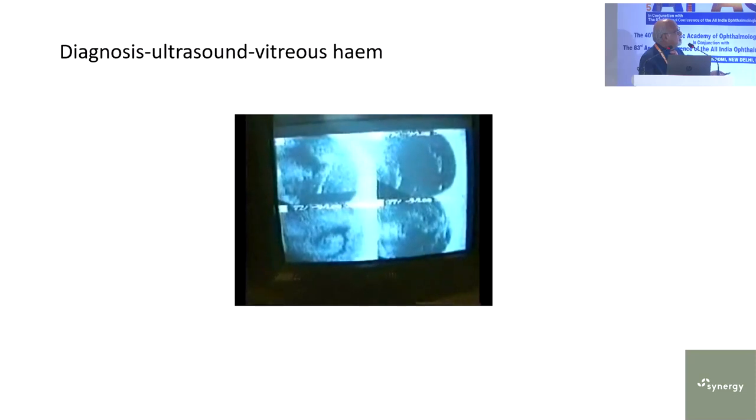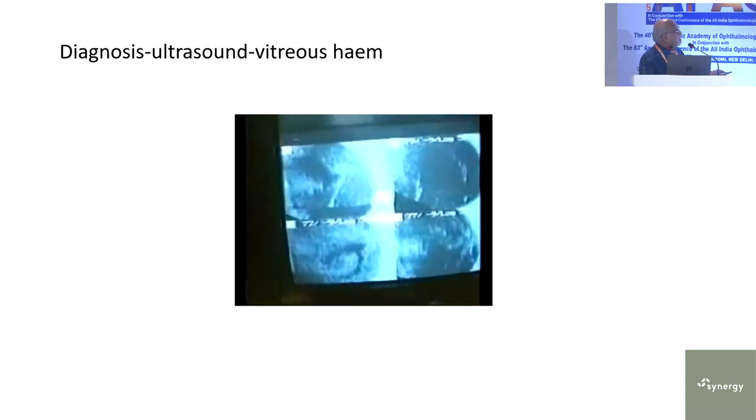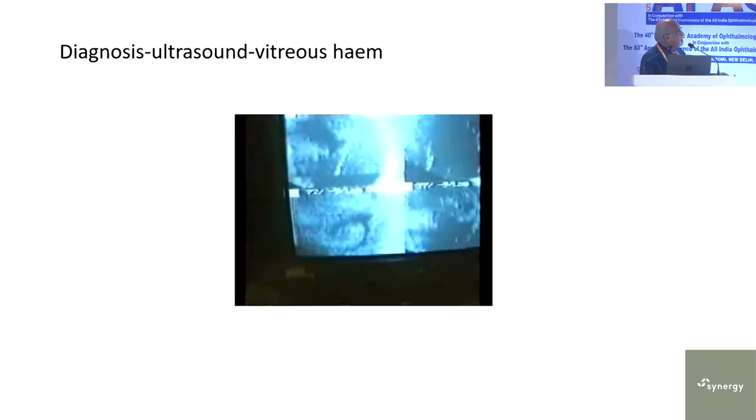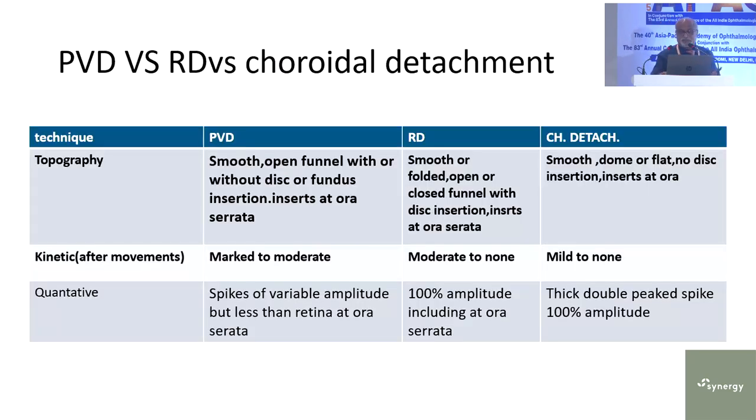There are 4 different stages. This is early when we start, and we reduce the gain, we reduce the gain further, and finally we get a tractional retinal detachment at the end.